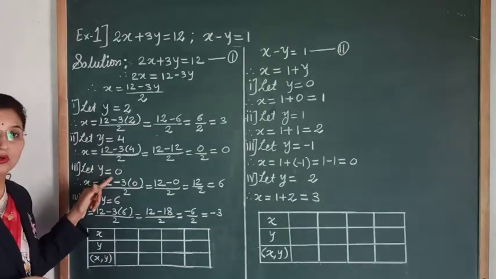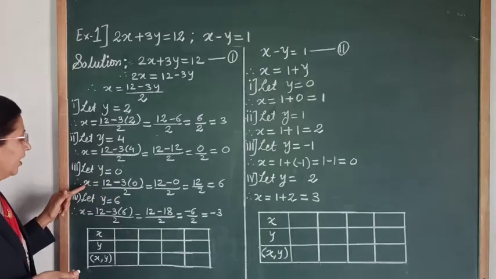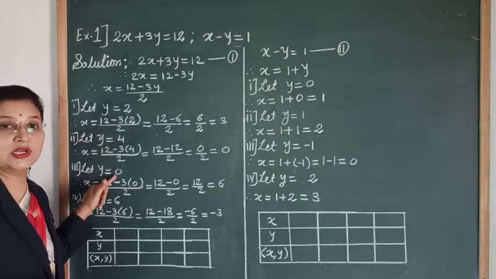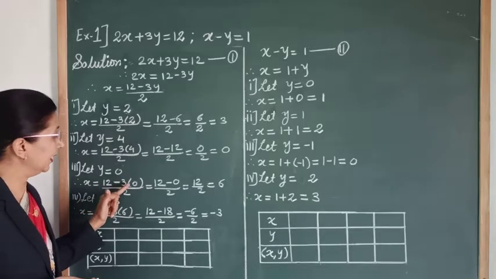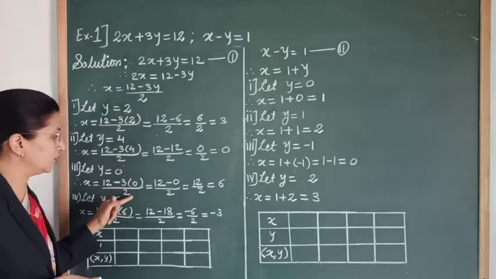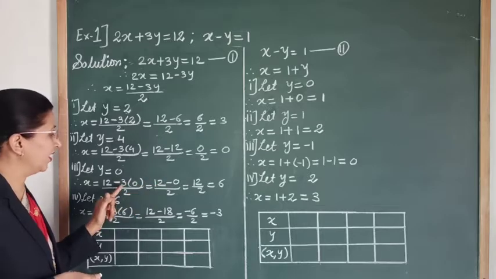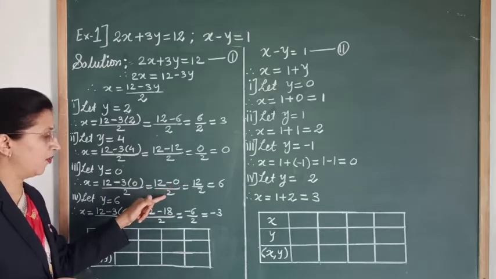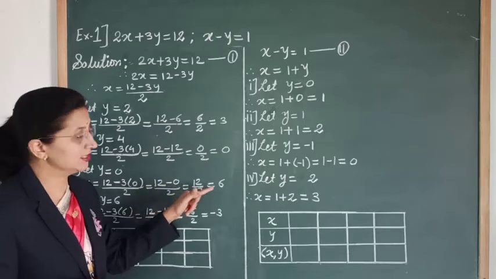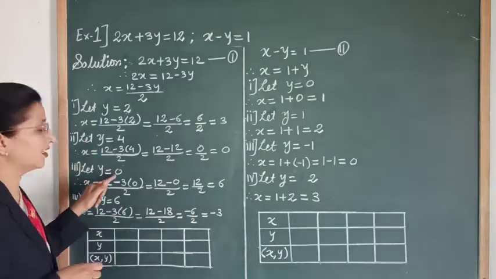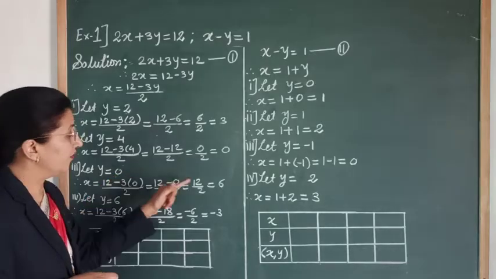That is y is equal to 0. Okay. Now here, as we take y is equal to 0, x is equal to 12 minus 3 into 0 upon 2. 12 minus, now here 3 zeros are 0, upon 2. 12 minus 0, that is 12 upon 2, that is 6. So in this way, when we consider the value of y as 0, we got x as 6.